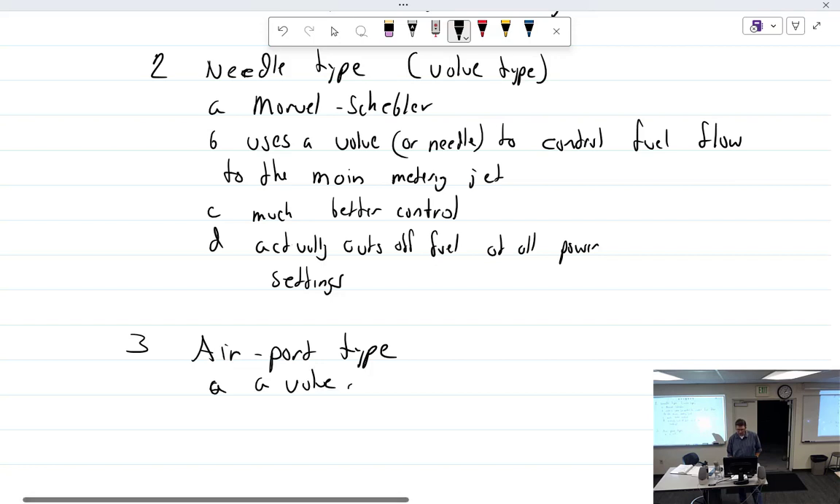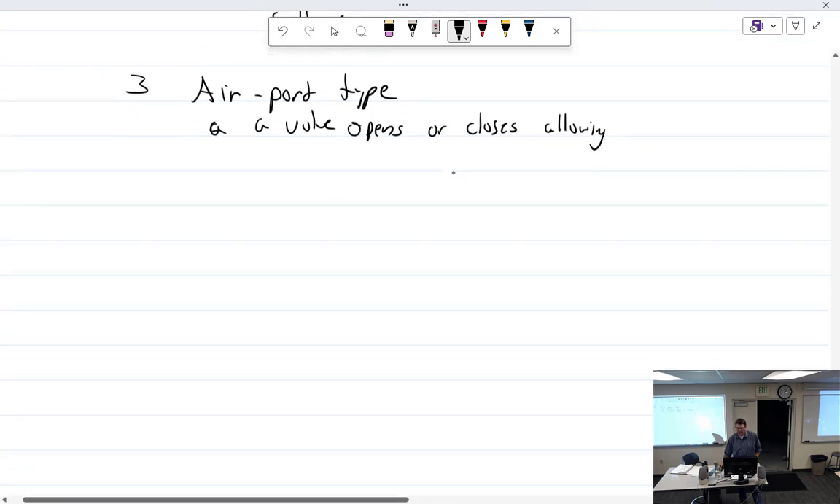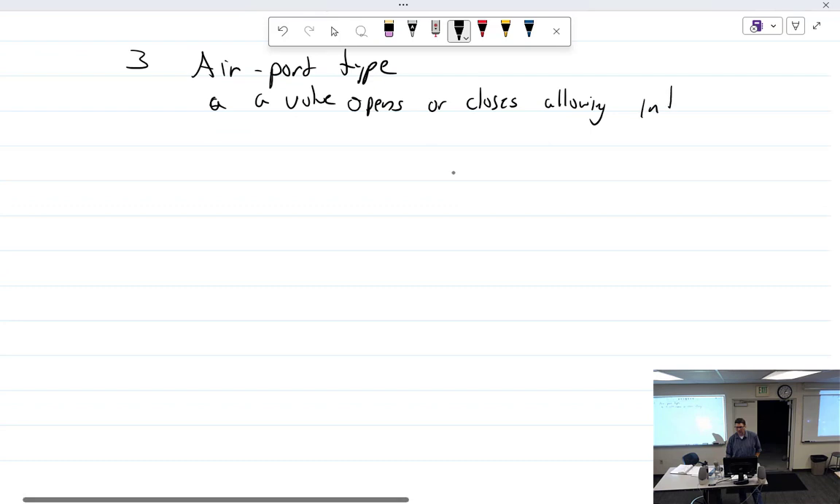The valve opens or closes, allowing intake air to bypass the venturi. There, that was shorter.